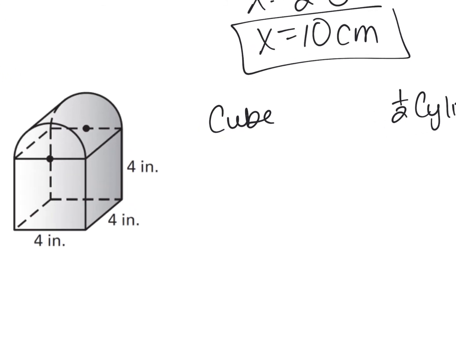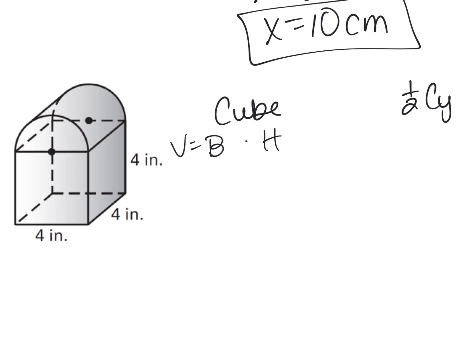So let's do the cube first. So volume equals base times height. So the base is, I'm going to do the bottom of the cube. So that's a rectangle or a square, however you want to look at it. So it's 4 times 4, which gives you 16. And then your height of your cube is 4. So 16 times 4 gives you 64. Cool, that was the easier one.